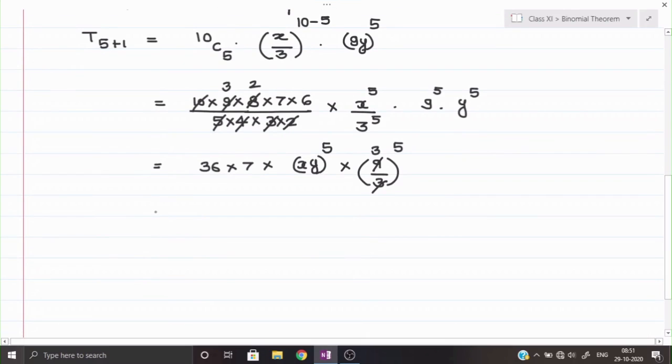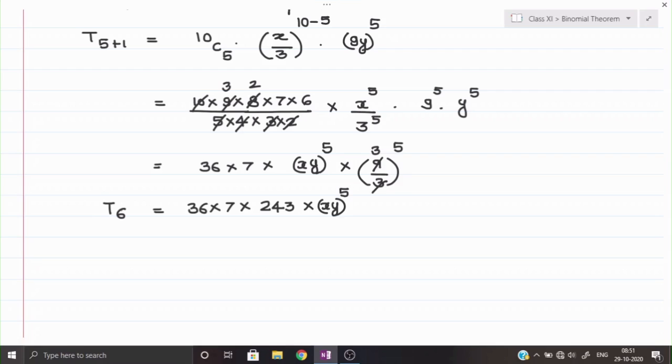36 into 7 into, see it is remaining 3 to the power 5, that will become 240 into xy whole power 5. So that will be the value of t6. Only we need to multiply it all. So we will not waste our time for this multiplication, that I will give you afterwards. Okay, or you can also do it on your own.